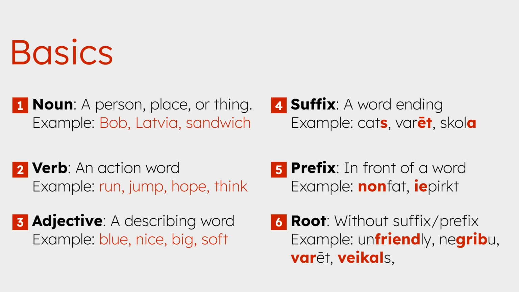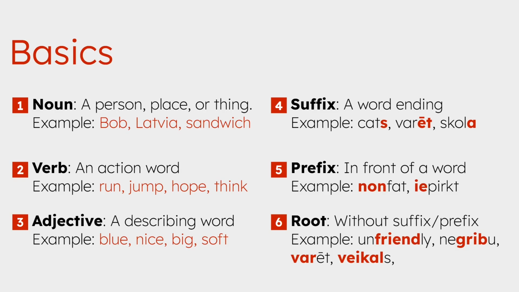An adjective is a describing word. For example, blue, nice, big, soft. Those are parts of sentences. These are parts of words. A suffix is a word ending. So the S in cats, the ET in varēt, the A in skola.